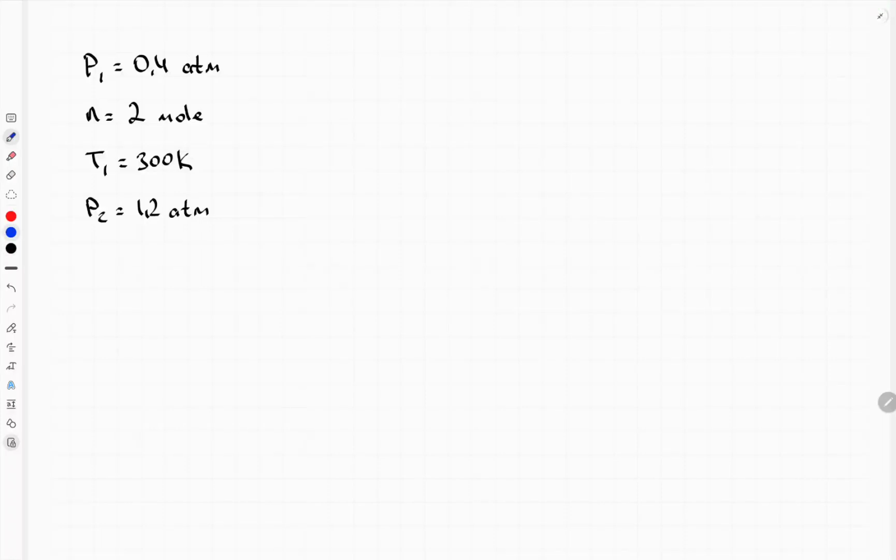In this problem, first of all, we need to find in part A the final volume. Part A is an ideal gas, which means we can use the equation PV = nRT. From this equation, the final volume equals nR times the final temperature divided by the final pressure.